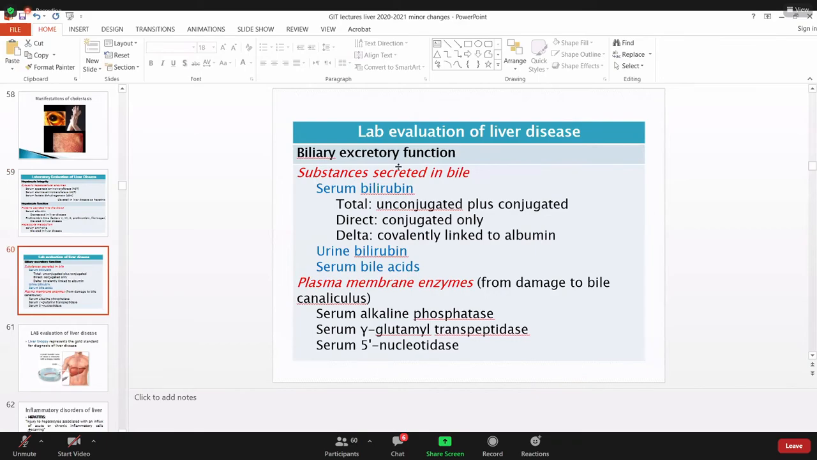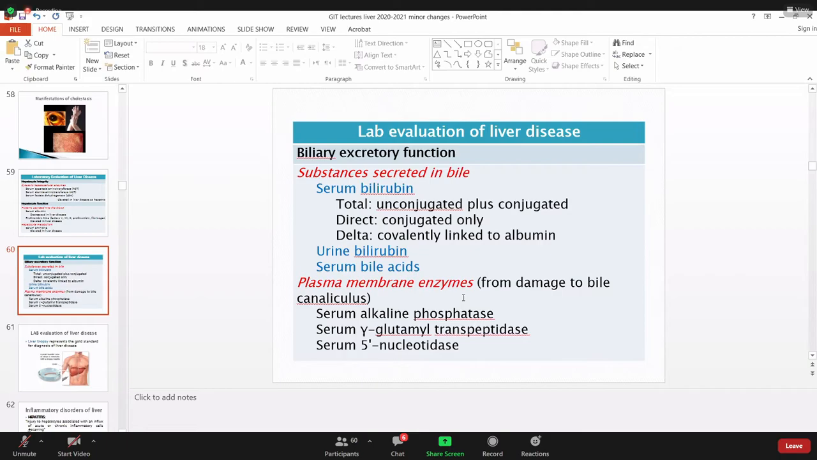Biliary excretory function, which is related to the bile flow, is measured by serum bilirubin, either total, which measures the unconjugated and conjugated, direct, which measures only the conjugated part, or indirect, which measures only the unconjugated. Urine bilirubin, serum bile acids, we said there is retention in cases of obstruction after the bile flows out of the liver.